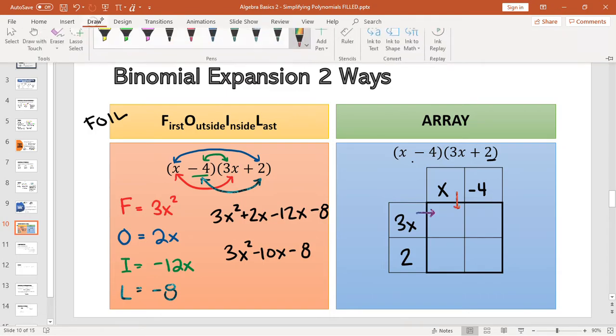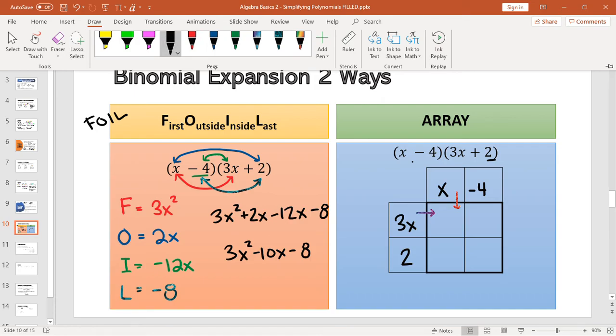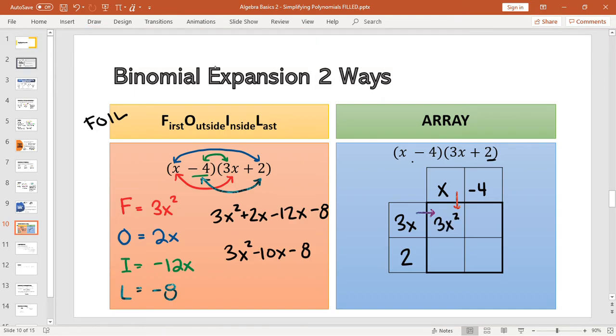So 3x times x to get into that first corner box is 3x squared. And then x times 2, 2x. And going across, 3x times negative 4 makes negative 12x here. And then the last spot is positive 2 times negative 4, negative 8. Same values: plus 2x minus 12x minus 8, which will give you the same answer.